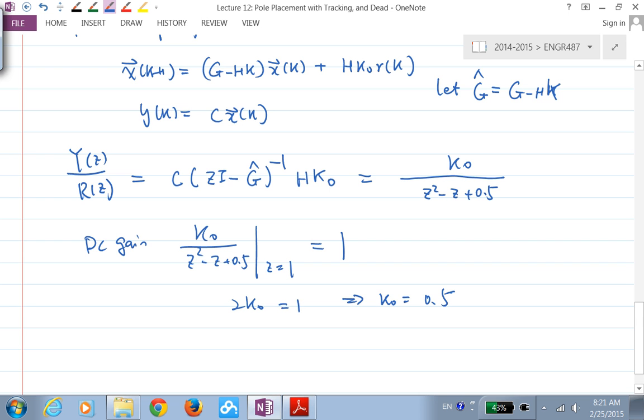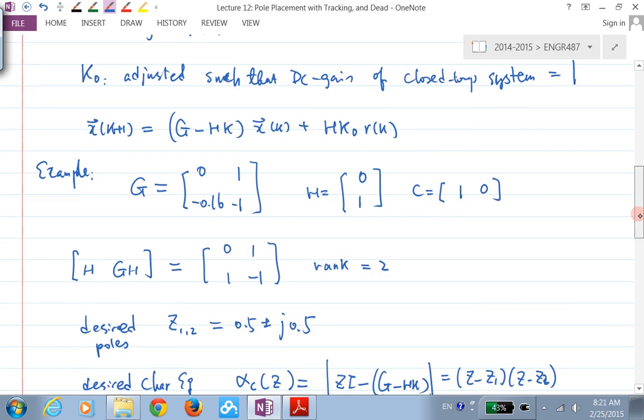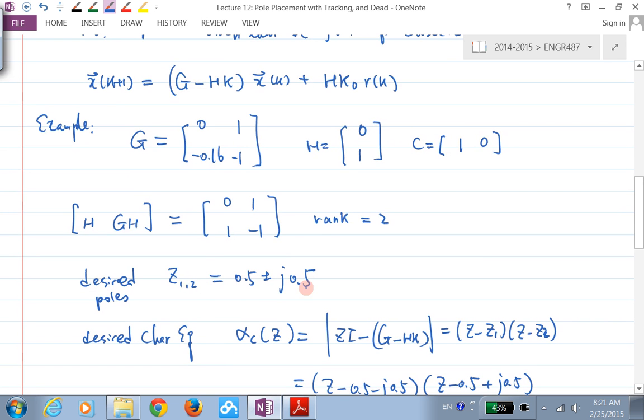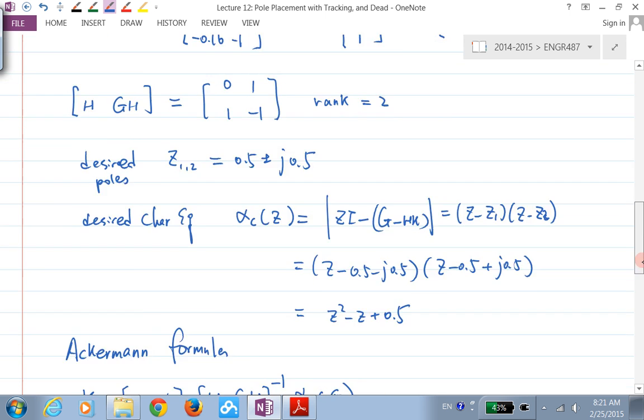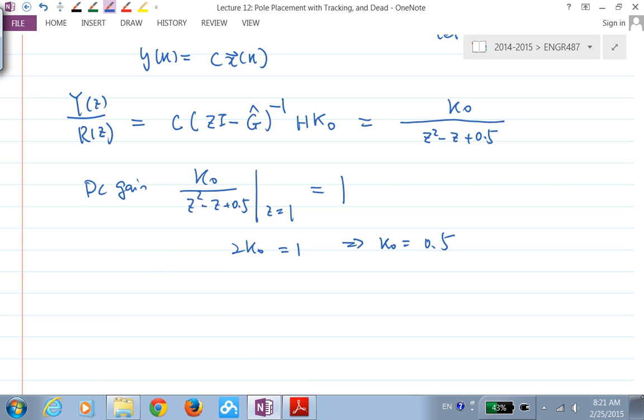So if you keep the k naught at 0.5, giving a unit step input, then the output will end up at the unit step input value 1. So you can do a simulation to verify this problem, to see whether you really end up with this tracking, and whether the desired poles give you the supposed response of the system. You can try it out. All right.